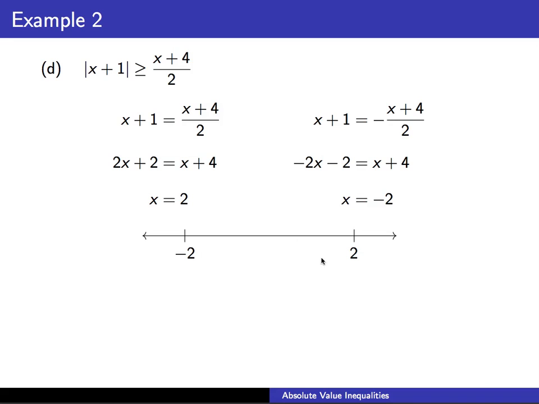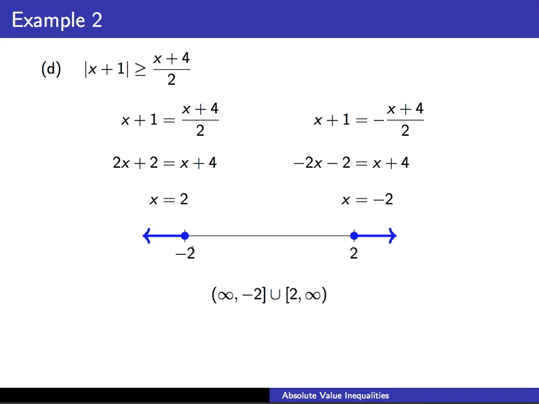If we test out those values in the original problem, both of them will work. A value less than negative 2 will make this original problem true, and a value greater than 2 will make it true, but nothing in between. If we put in a 0, we get the absolute value of 1, which is 1. Is 1 greater than or equal to 4 divided by 2, which is 2? No, 1 is not greater than or equal to 2. So anything in between negative 2 and 2 on our number line does not get shaded.